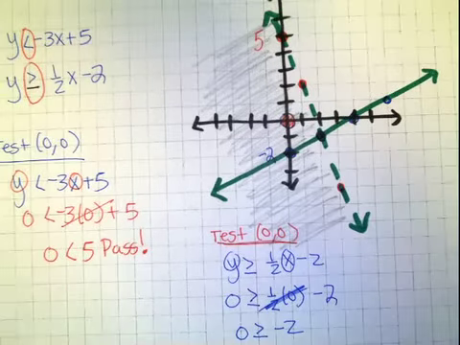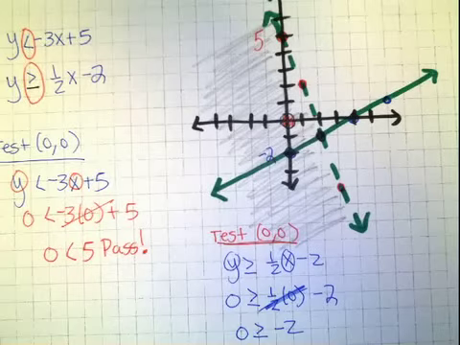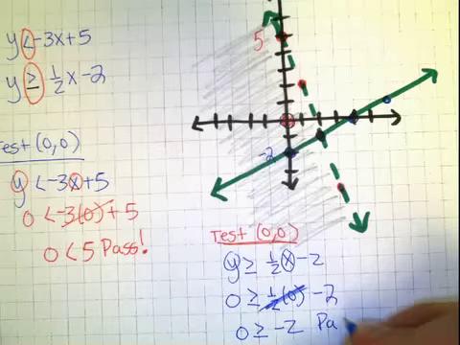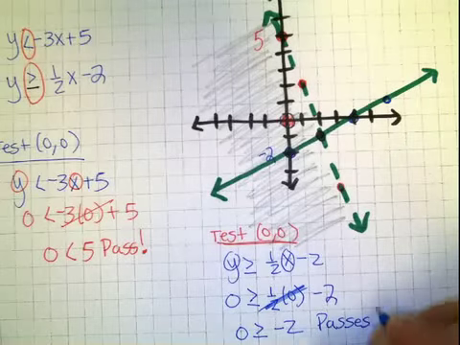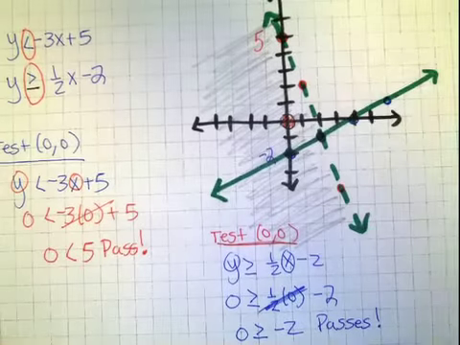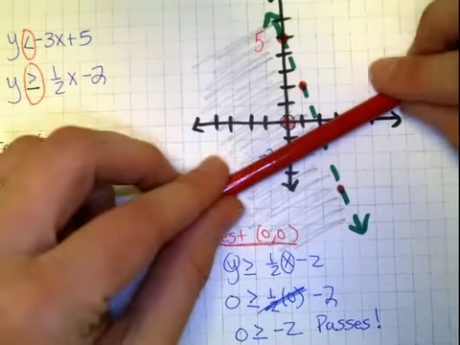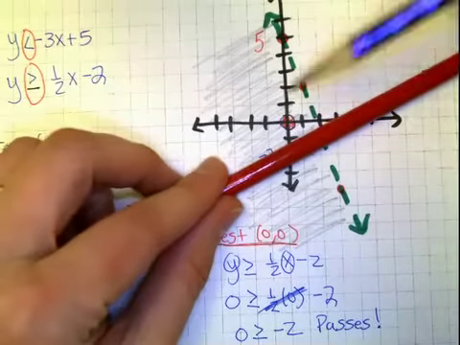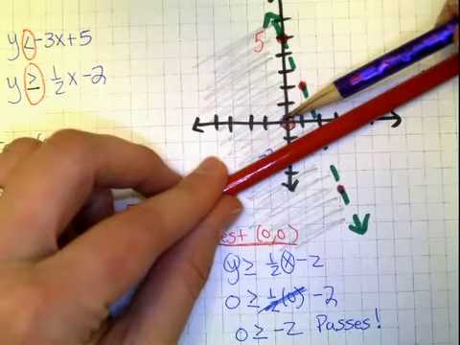True or false, does that pass? Is 0 greater than negative 2? Yeah, pass. Anything's bigger than a negative number, so it passes. So here's what I found out. On my graph, this line where my pencil is, I found out 0, 0 passed the test.